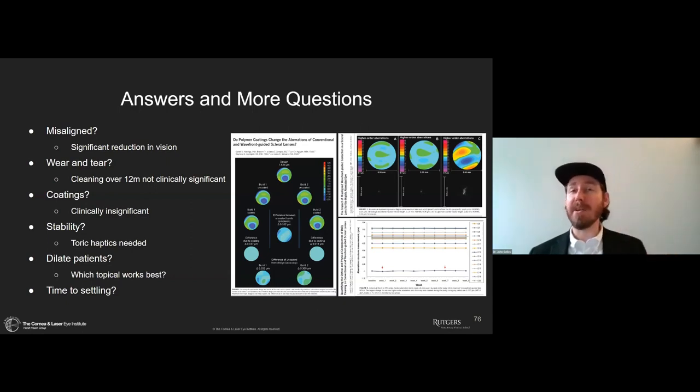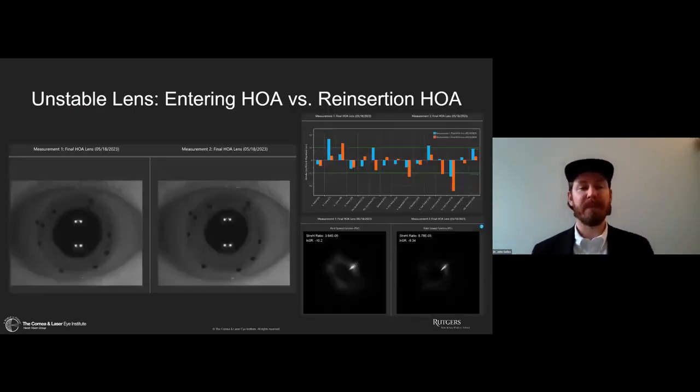Currently, the way that I do it is I dispense their alignment lens to them and have them come back a week later so that I can get the most settled lens possible for the individual. This is an example of an unstable lens.